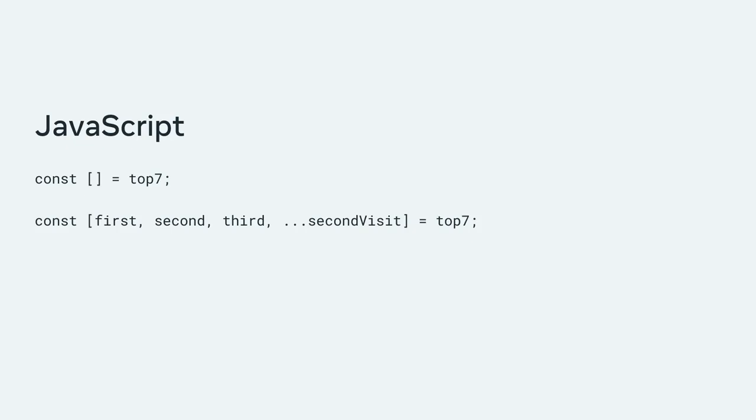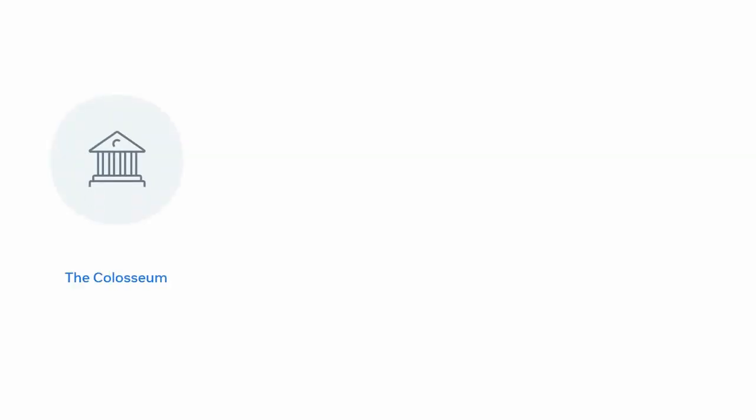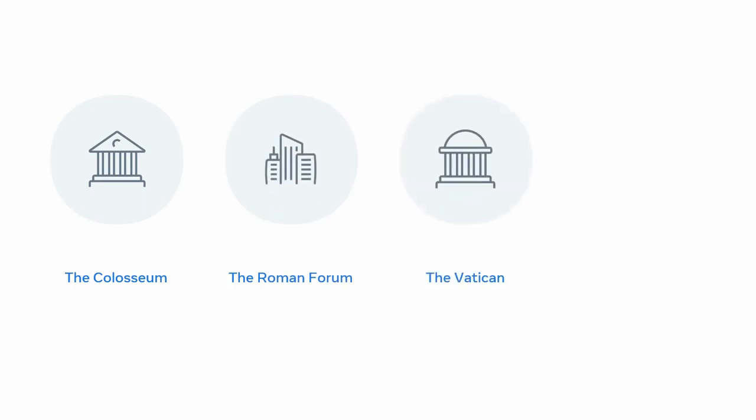With this syntax, I extracted the contents of the top 7 array into 4 variables. The variable first with the value of the Colosseum, the variable second with the value of the Roman Forum, the variable third with the value of the Vatican, and then I include the variable second visit. That is a subarray of the rest of the items in the original top 7 array.